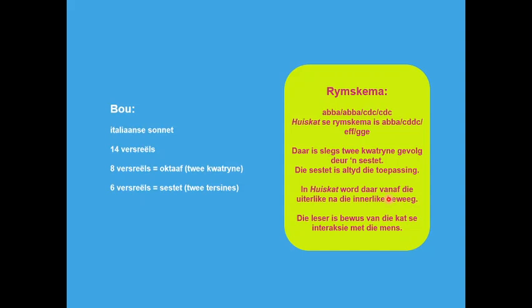Die huiskat word vanaf 'n uiterlike na die innerlike beweeg. So basically what they mean here is, in the first 2 stanzas, we see the outward appearance of the cat. But in the second, or the last part, the sestet, we see the innerlike beweging, the inner movement, meaning we see more of what makes the cat tick, in other words. Die leser is bewus van die kat se interaksie met die mens. So the reader is aware of the cat's interaction with people.